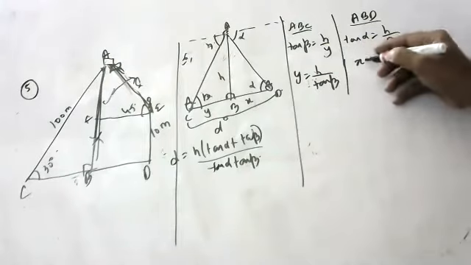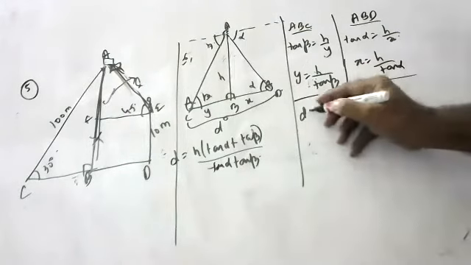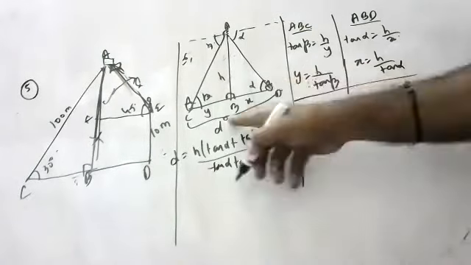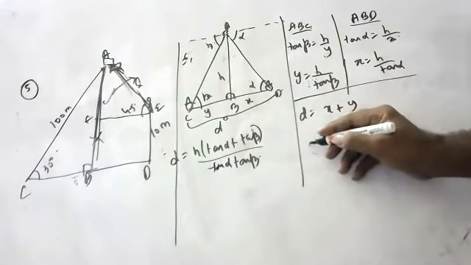X is equal to h by tan alpha. Distance is equal to X plus Y. Distance between the ships is X plus Y, so h by tan beta plus h by tan alpha.